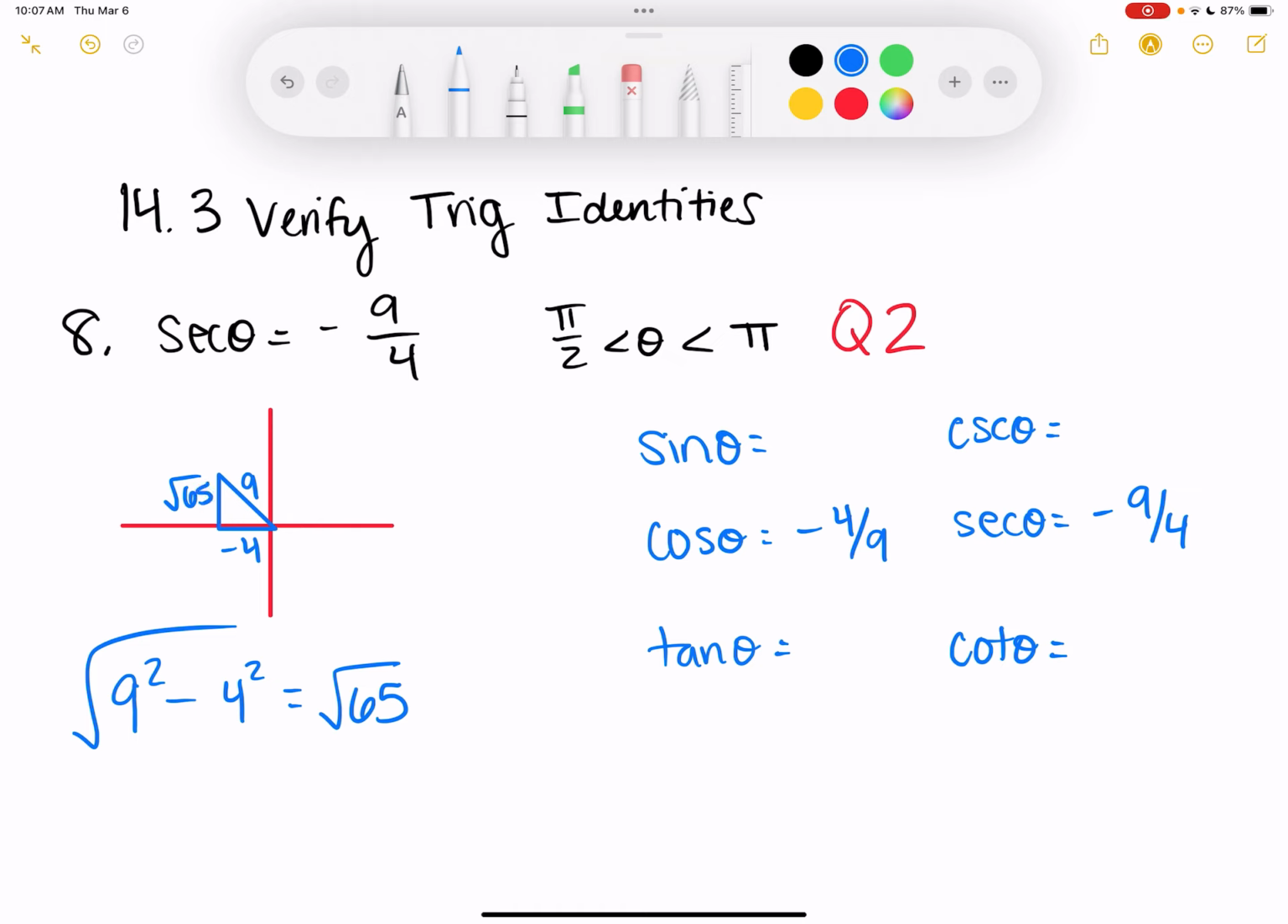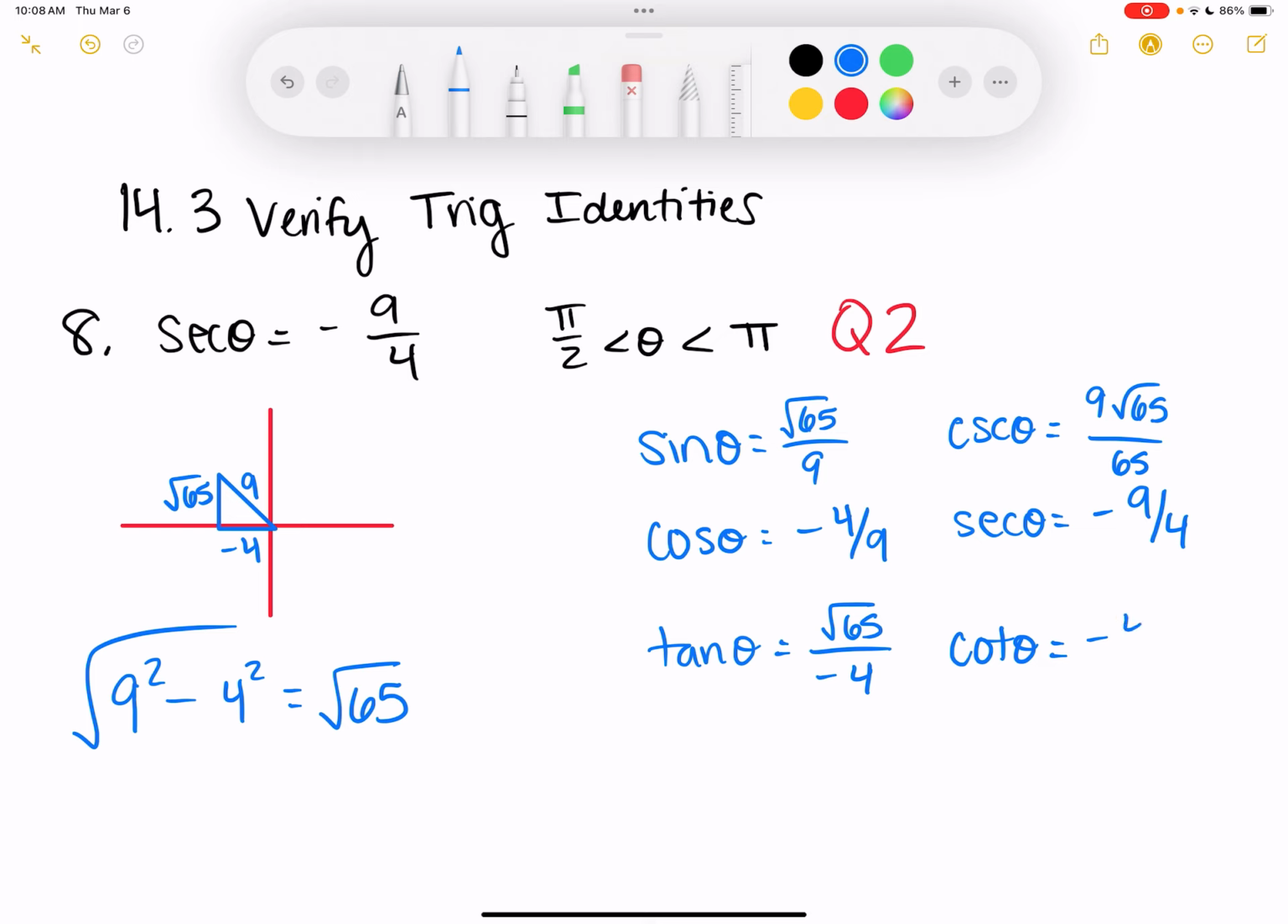So now what's the sine of theta? Root 65 over 9. Tangent: negative root 65 over 4. Cosecant, oh, this is the weird one. 9 root 65 over 65. Yep, I don't like that. Cotangent: negative 4 root 65 over 65.